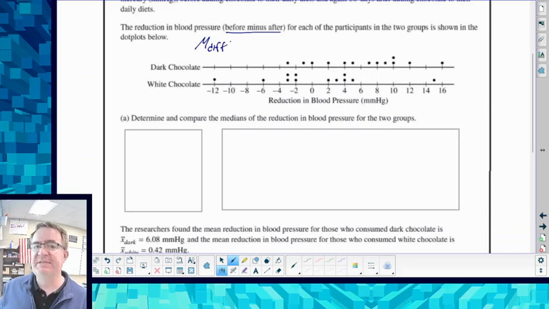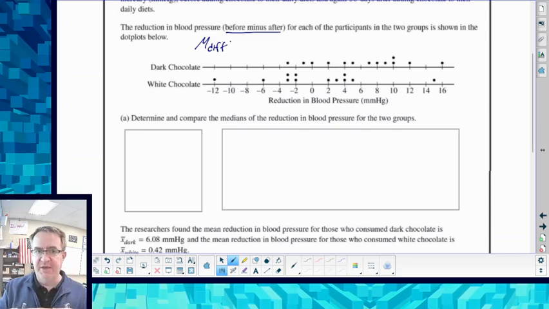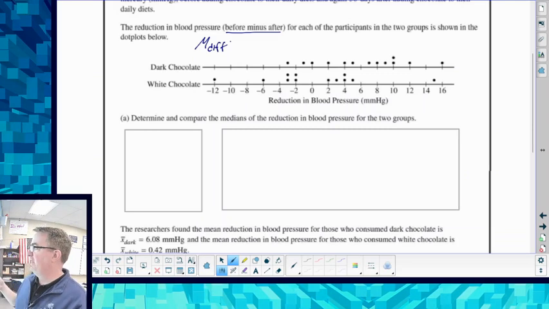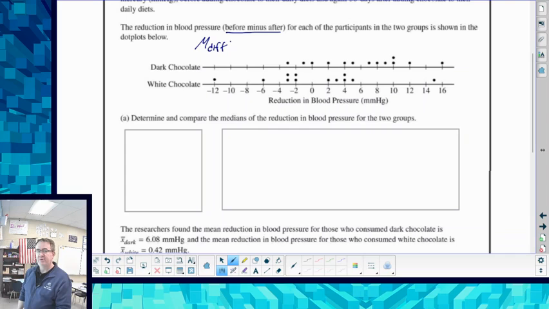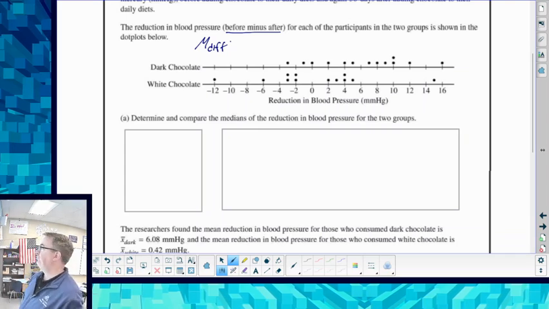Question 5 tends to take 2 different topics that you know and put them together. In this case, they're going to do some stuff with medians and some of the display stuff, and then merge it with, do you know how to do inference?